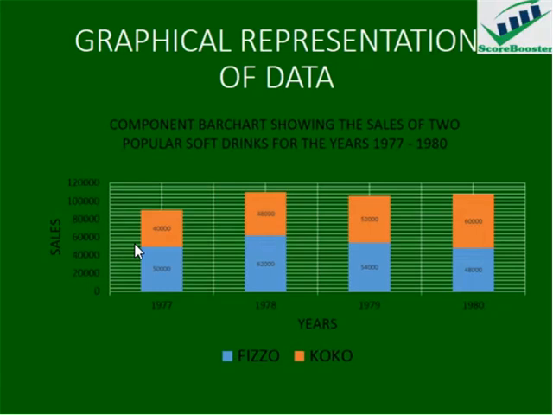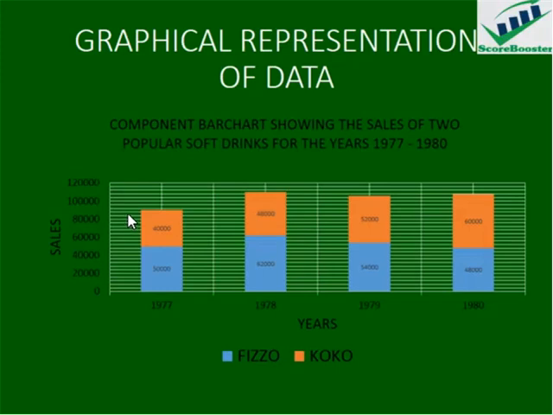So 2,000 plus 4,000 we give 6,000. 6,000 plus 4,000 we give 10,000. Plus another 4,000 we give 14,000. Plus 4,000 we give 18,000. 22,000. 22,000 plus 4,000 we give 26,000. 30,000.